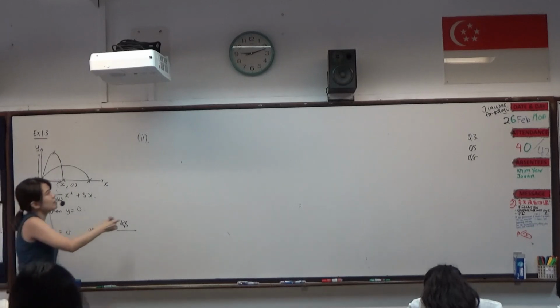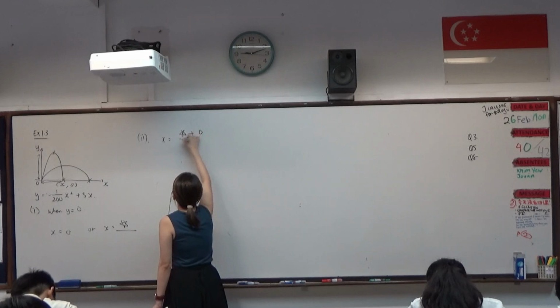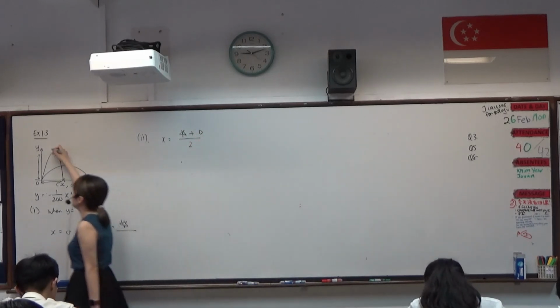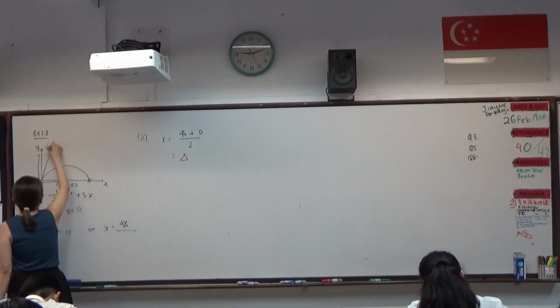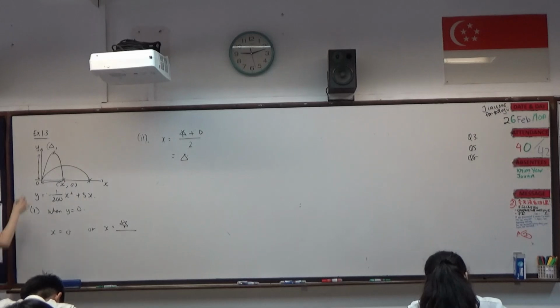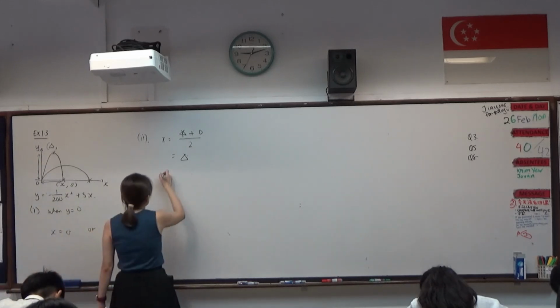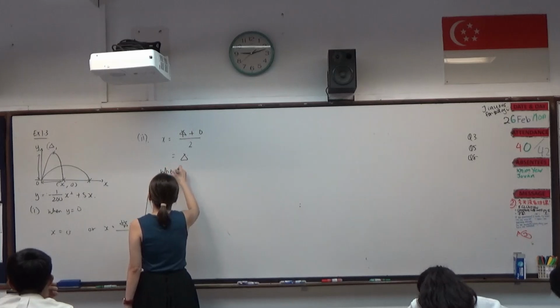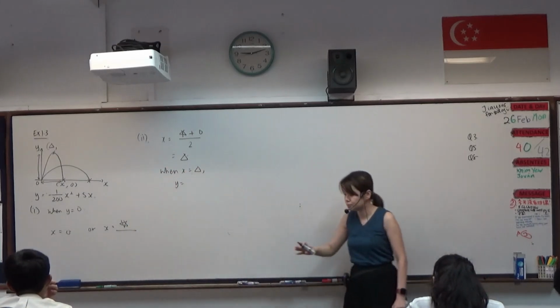So you can find out the x coordinate of the turning point, for which you will get something here. Just use a triangle. And then to find out the y coordinate, you substitute it back into the original equation of that motion. That's how you solve part 2.